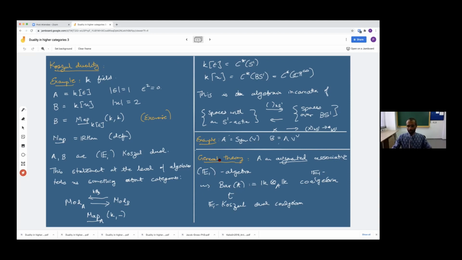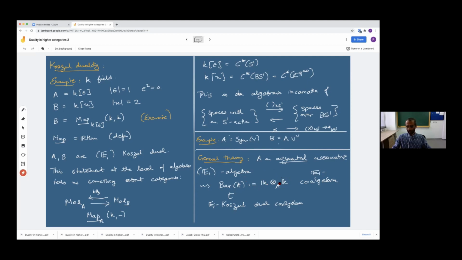So moving on, this is part of a general theory. If you start with an augmented associative algebra, by associative here I mean a DG associative algebra, or if you're working in spectra, something like an A infinity algebra or an E1 algebra, which is the same thing. If it's augmented, that means K becomes an A-module. So I can form K tensor_A K.